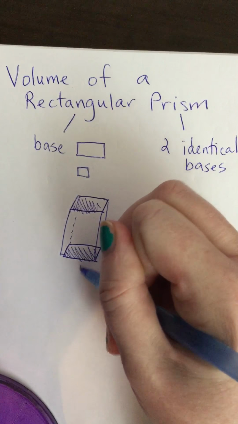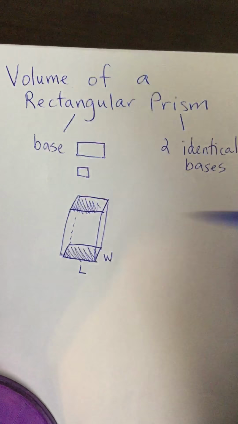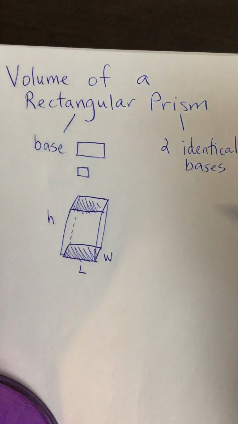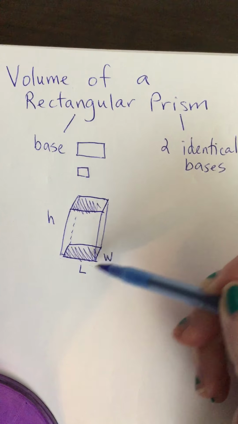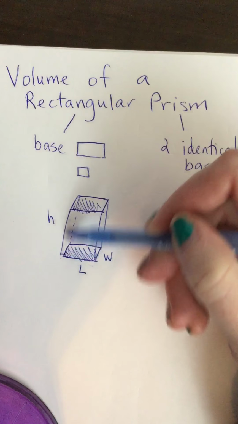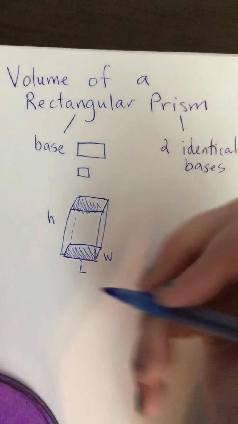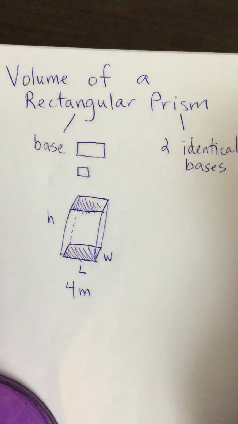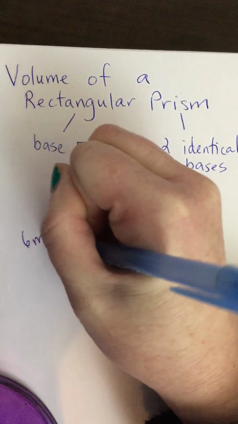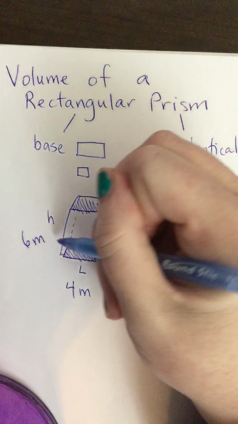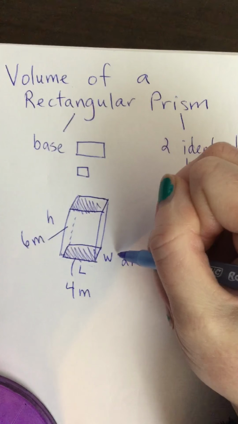Here is the length, the width, and the height. Okay, this is how long it is, how wide it is, and these are interchangeable. You can move those around, and this is the height. Okay, so I'm going to say the length is 4 meters, the width is 2 meters, and let's say the height is 6 meters. Now this is not drawn to scale, but we're going to pretend it is.